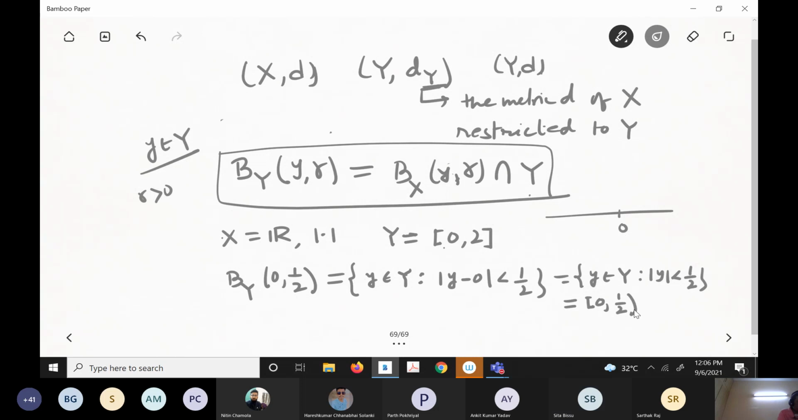Open, right? Got it? On the other hand, look, if I take this, then as usual, this is the interval centered at 0. That means it will be minus half to half. Look here, you are getting part of this, but this you can write.